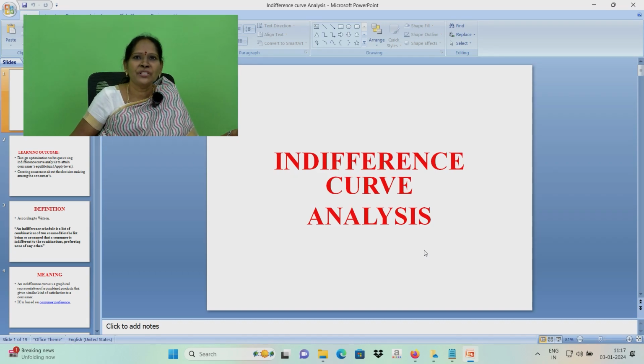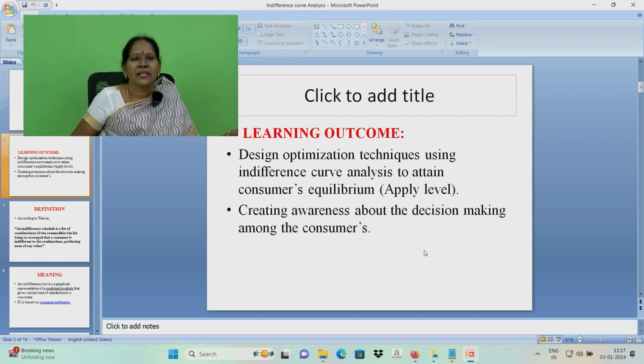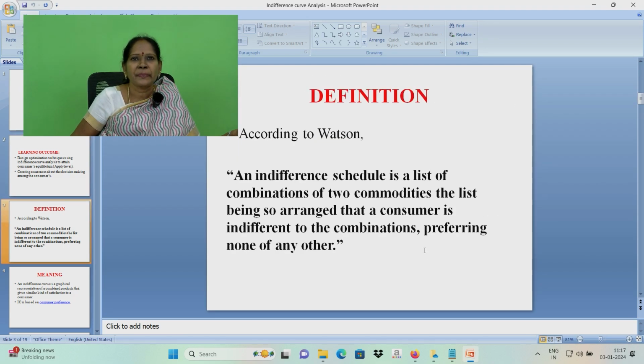Today we are going to see about indifference curve analysis. Learning outcome of the topic: design optimization techniques using indifference curve analysis to attain consumers' equilibrium at an apply level. Creating awareness about the decision making among the consumers.